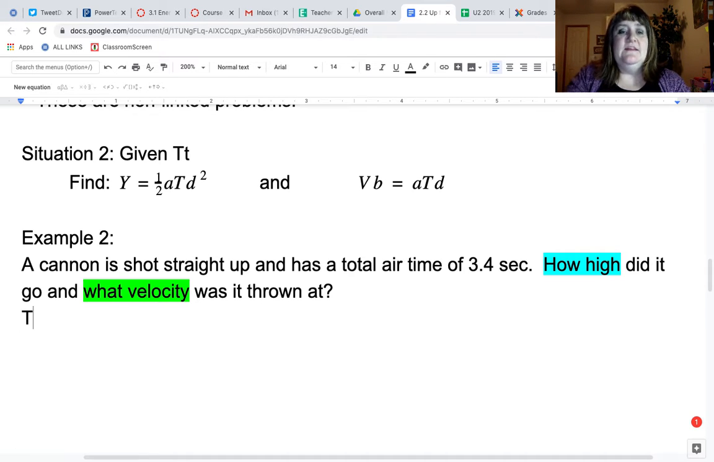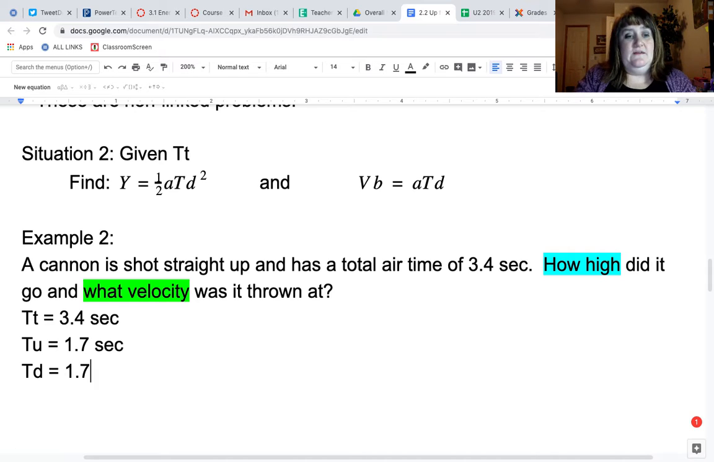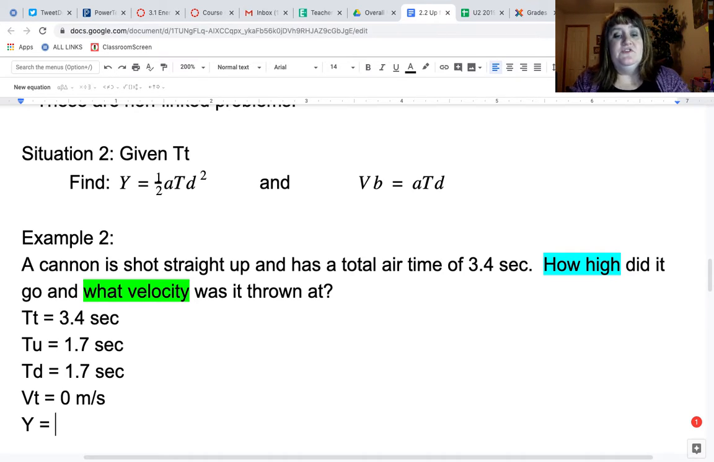Well, remember that the total time was what was given, 3.4 seconds. That means that time up is half of that, which is 1.7 seconds, and time down is the same thing. Once you have that, always remember the velocity at the top is equal to 0. You can find height, how high does it go, which should be 0.5 times a negative 9.8 times that 1.7 squared.